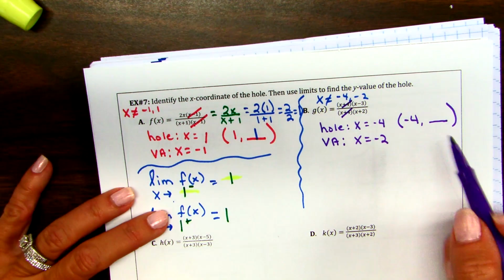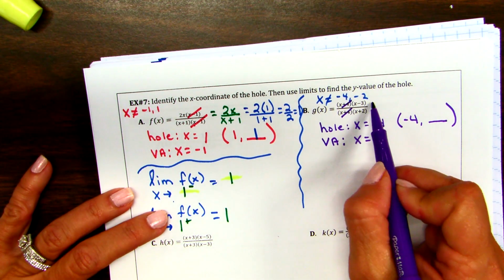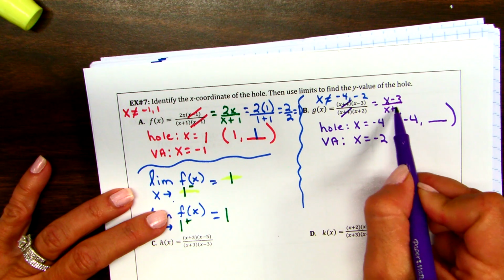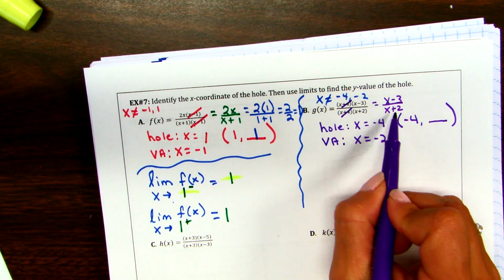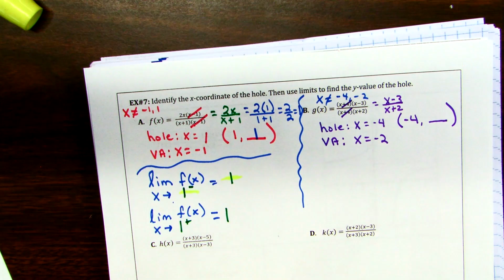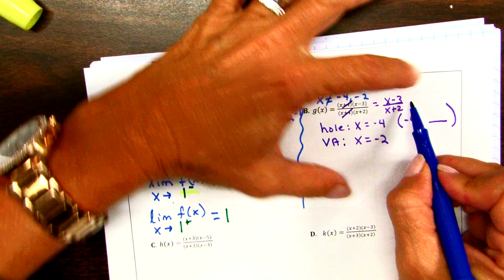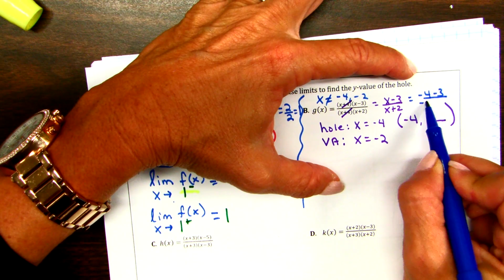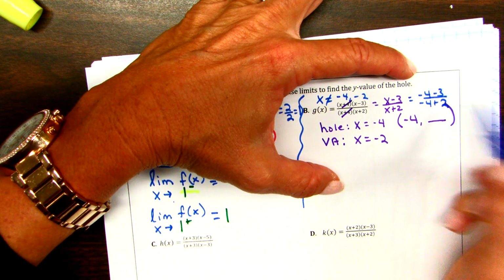All right, so I'm going to plug into this simplified form, which is x minus 3 over x plus 2. You have to plug into this simplified form. If you plug into the original, you're going to get a 0 in your denominator. So you'll know you did something wrong at that point, okay? So show as much or as little work as you want or need. Just be careful when you just plug the numbers in.